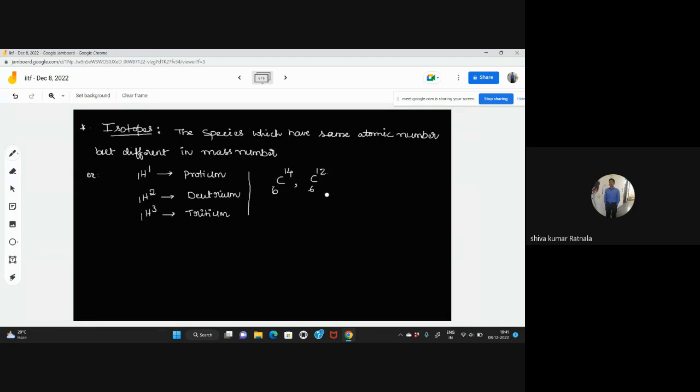One more we can take is chlorine, atomic number 17, 17Cl35 and 17Cl37. Otherwise you can write uranium 92U235 and uranium 92U238. These are also isotopes.